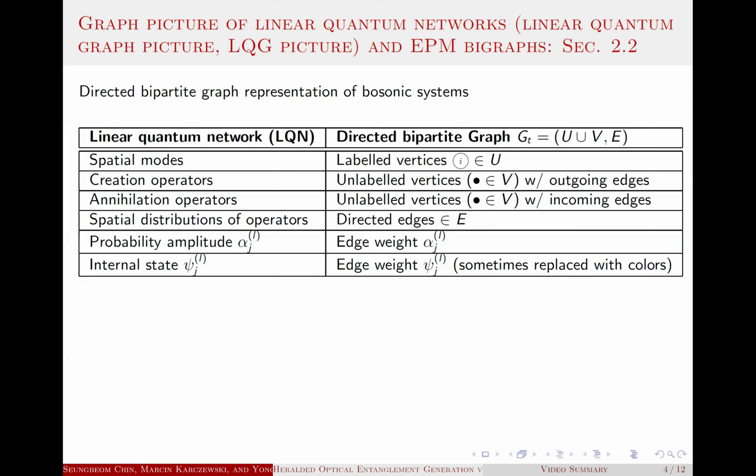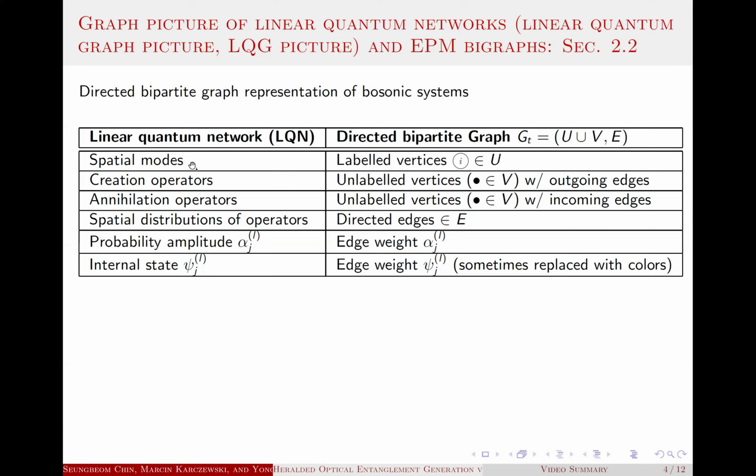Before moving on to the main point, we need to explain the dictionary of our graph picture of linear quantum networks, which is summarized in section 2.2 of our paper. The directed bipartite graph representation presented here is the most comprehensive expression of our LQG picture. As you see in this table, all the physical elements of linear quantum networks are mapped to the elements of directed bipartite graphs.